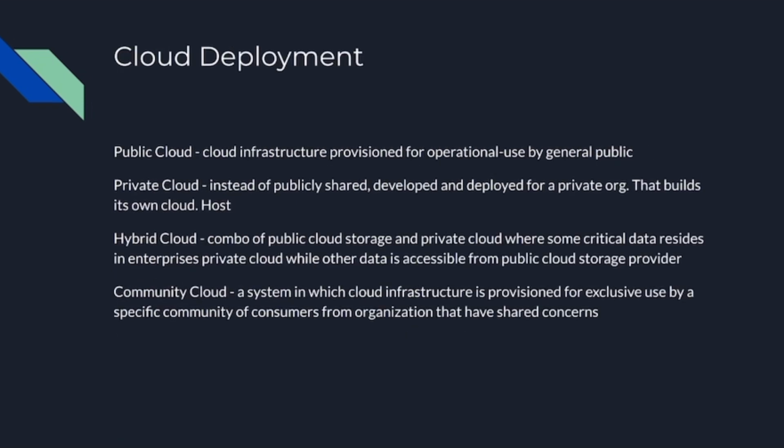So there's a public cloud, a private cloud, hybrid cloud, and a community cloud. A public cloud is a cloud infrastructure that is provisioned for open use by the general public. A private cloud, normally used in things like healthcare, instead of a publicly shared cloud, is developed and deployed for a private organization that builds its own cloud.